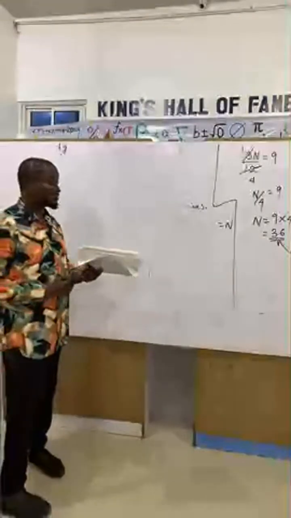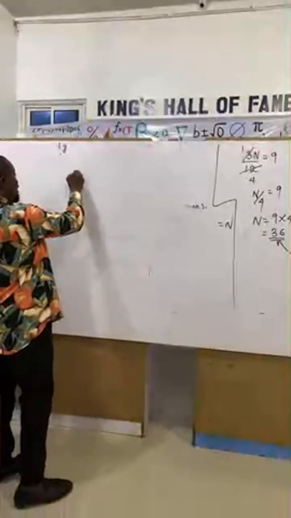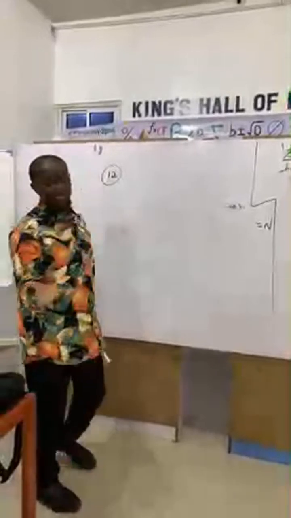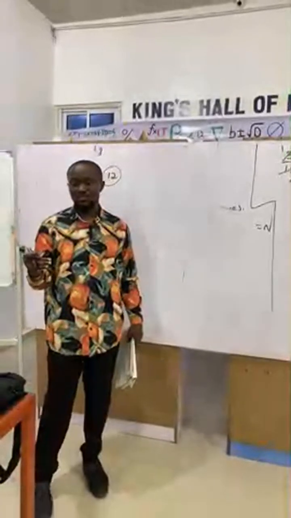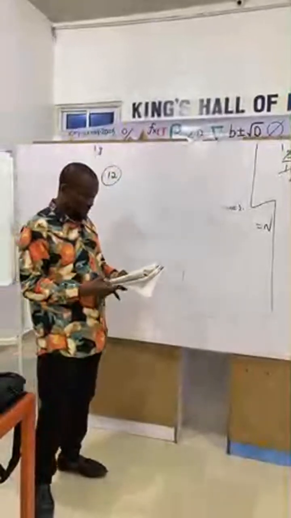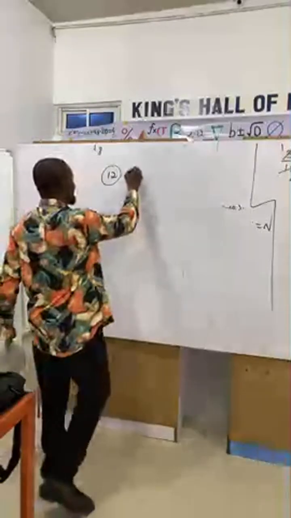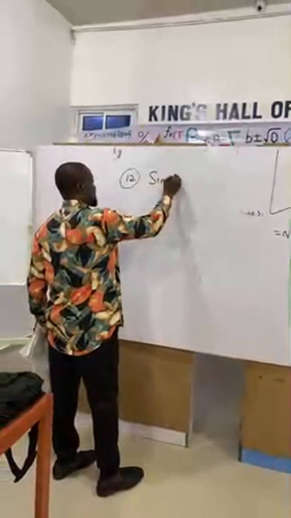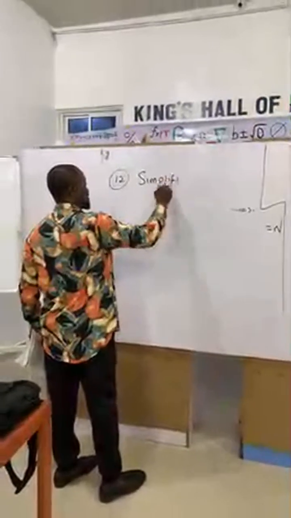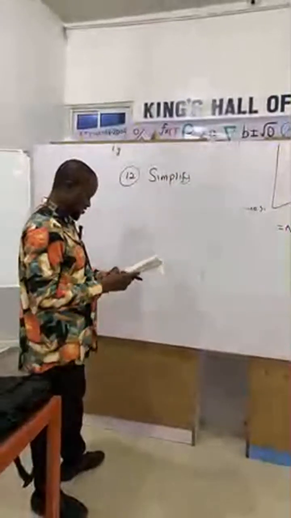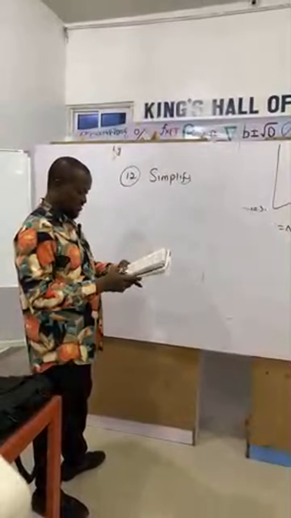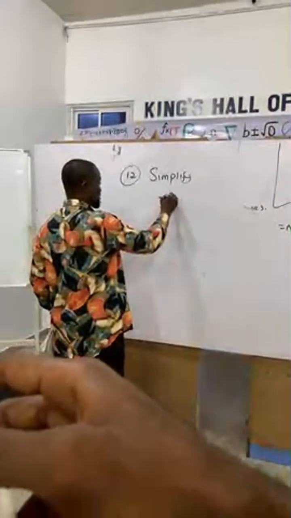Question number 12. All these topics you see, they will put it in their JAMB. So you provide one range of topics. Question number 12. Simplify. Oh, that one is just 1 mark. Why did they bring it here? Okay, as a bonus question. At least you have your bonus.